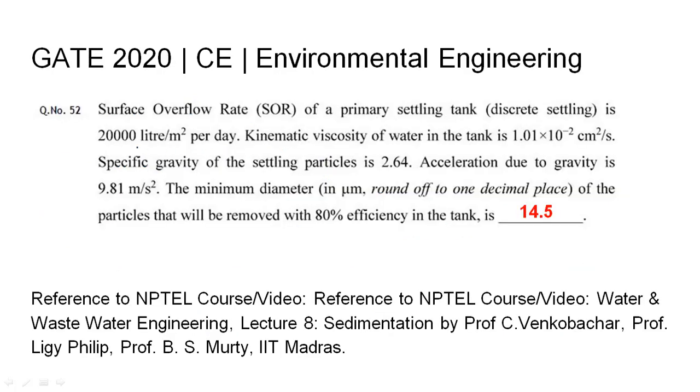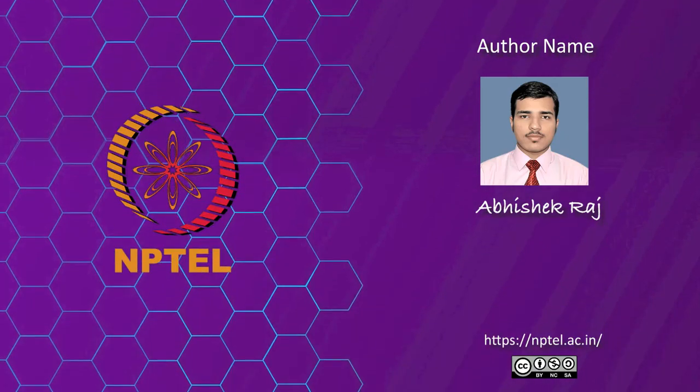So the surface overflow rate was given along with kinematic viscosity, and specific gravity was given with the acceleration due to gravity. The minimum diameter for which the particle shows 80% removal efficiency was found out to be 14.5 micrometers. The knowledge of surface overflow rate, Stokes' law and efficiency is required for solving this problem. The relevant NPTEL reference is listed as below.